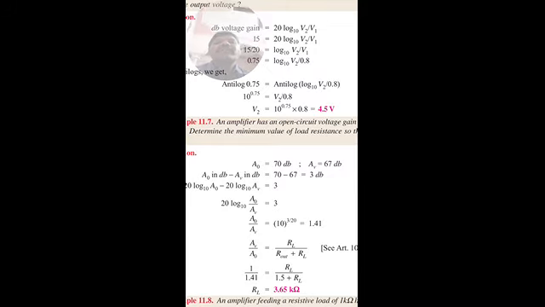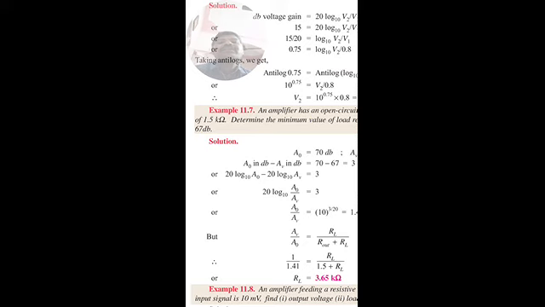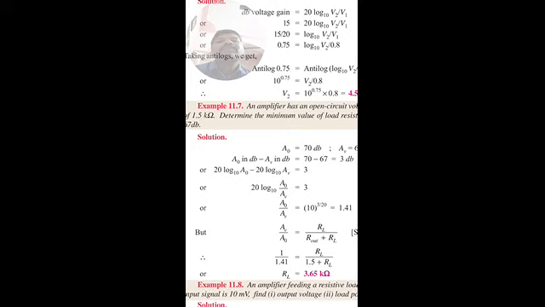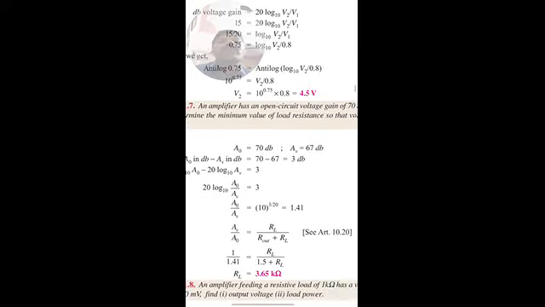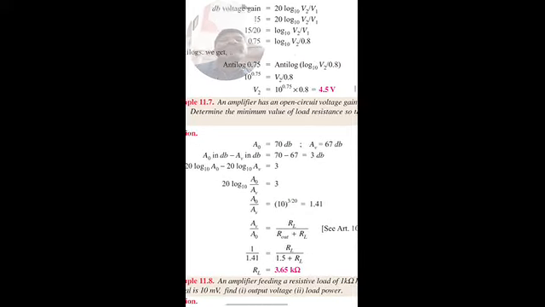Another example, an amplifier has an open circuit voltage gain of 70 dB and output resistance of 1.5 kilo ohms. Voltage gain and output resistance is given. Determine the minimum value of load resistance RL so that the voltage gain is not more than 67 dB.